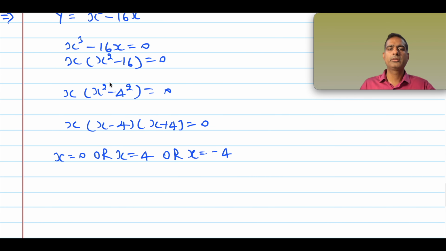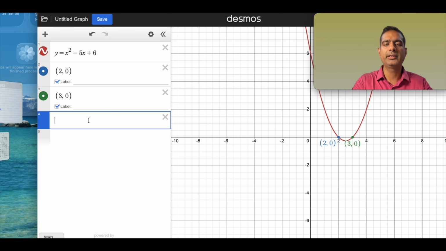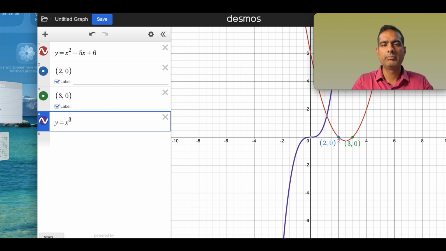So this is a cubic polynomial, and we saw that there are three real or distinct zeros for this cubic polynomial. Now let us try to draw its graph and find out what is the geometrical significance of the zeros of this polynomial. Will this cubic polynomial also cross the x-axis at these points or not? So let us open Desmos and let me write the equation. y is equal to x cube minus 16x.